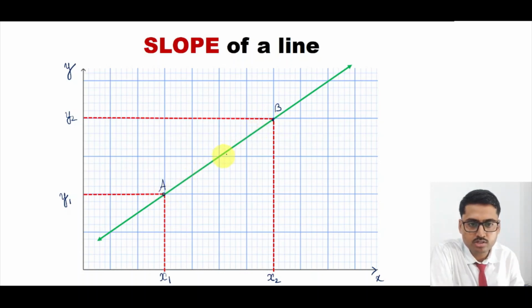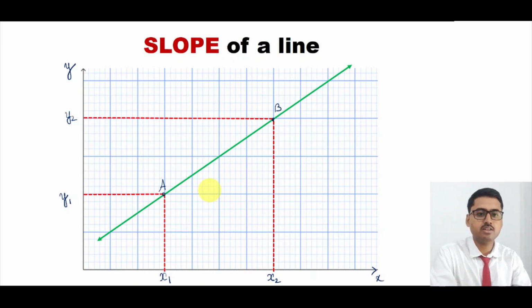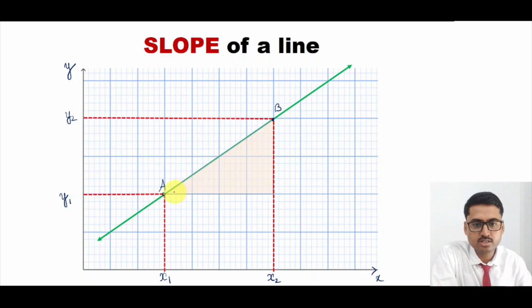What we are supposed to do is imagine a right angle triangle including these 2 points. So here I consider AB as the hypotenuse and I imagine a right angle triangle like this: A, B, and let me call this point O. So this forms a right angle triangle.